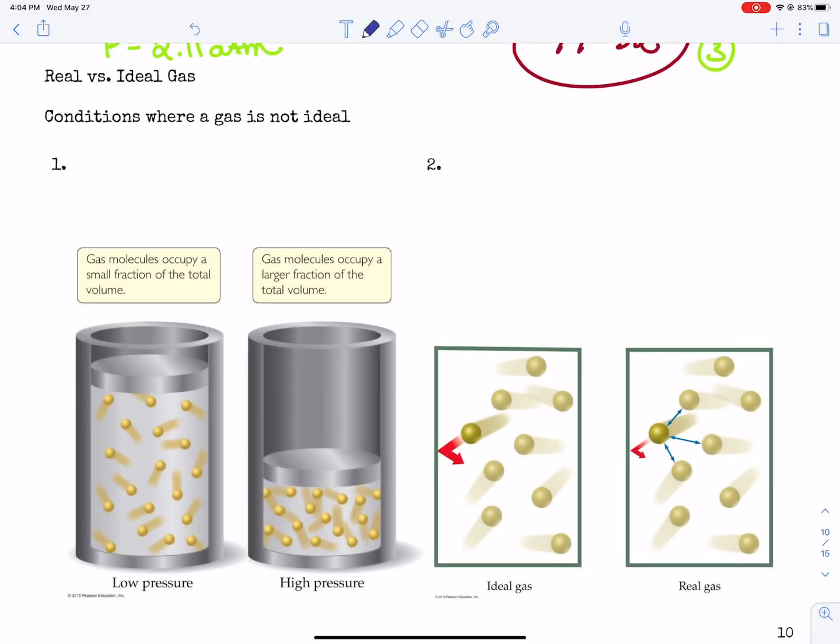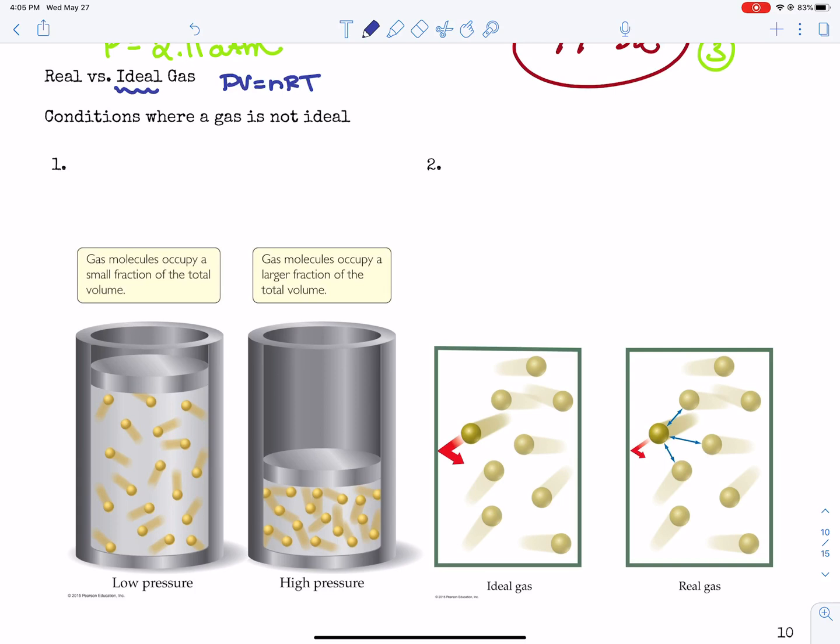Okay, so our last video for chapter 14 is basically a lot of cleaning up of other things about gases. The first one is the difference between a real gas and an ideal gas. We called PV equals nRT the ideal gas law and didn't really say what that means.